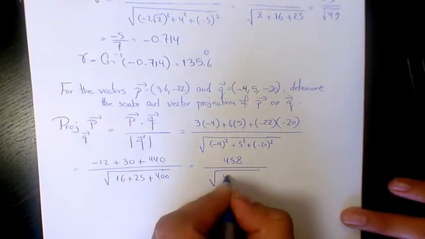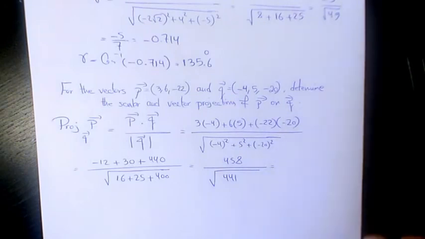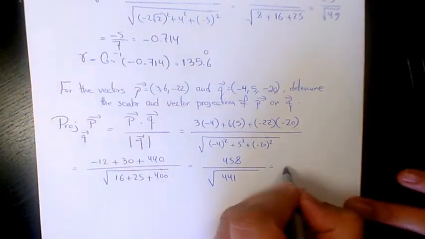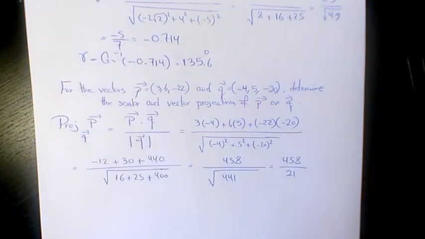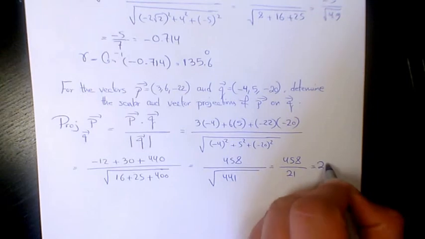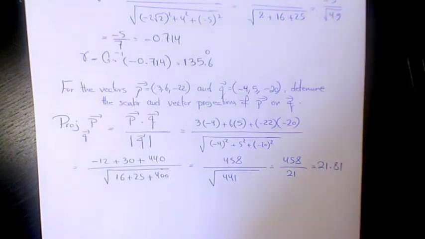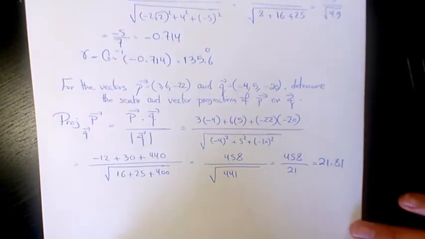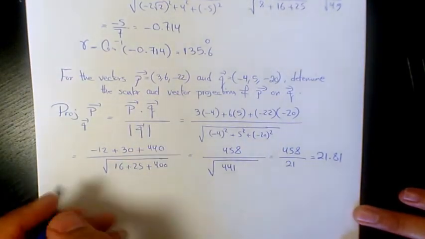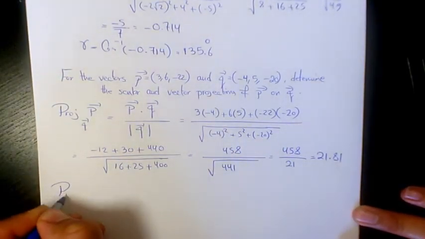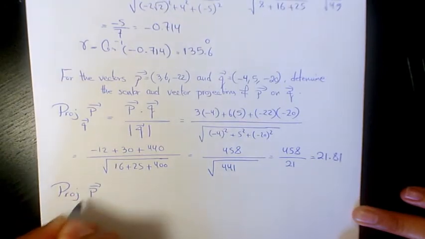That will be 441, which is going to be 21. And here we have 458 divided by 21. That will be 21.81. That's the scalar projection. Now find out the vector projection, which is the projection of P on Q.